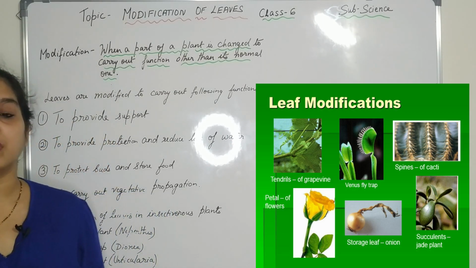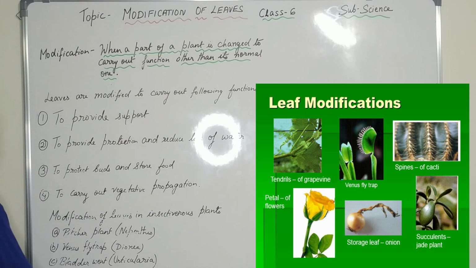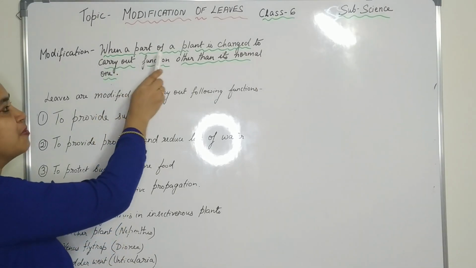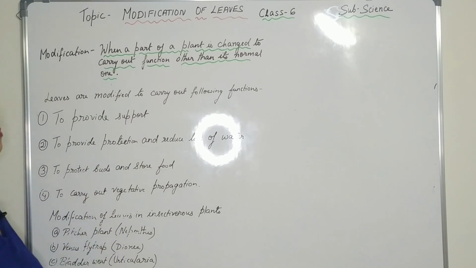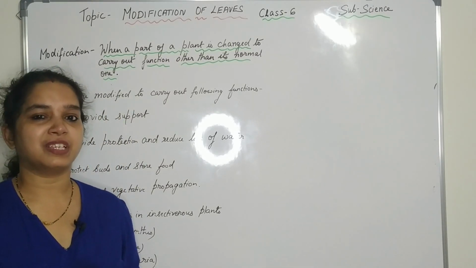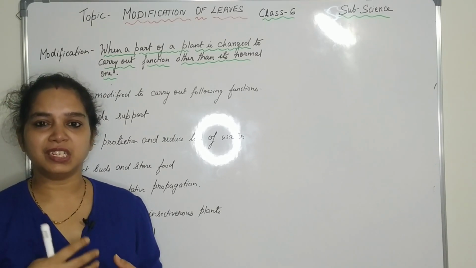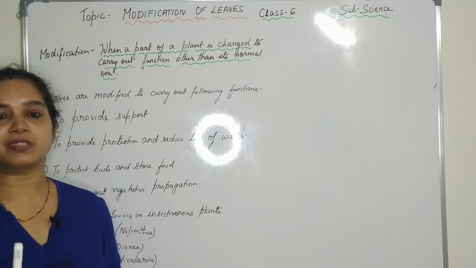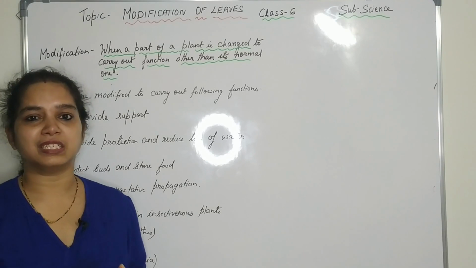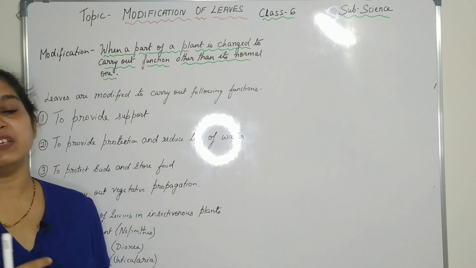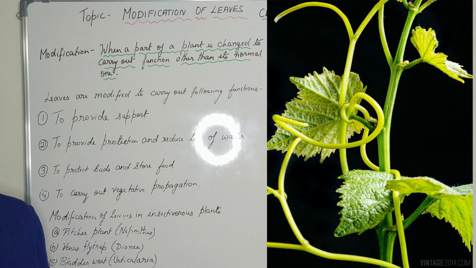So first of all, what is modification? When a part of a plant is changed to carry out a function other than its normal one, it is called modification. So when the leaf is modified for performing some function, it is called modification. So leaves are modified so as to provide support.